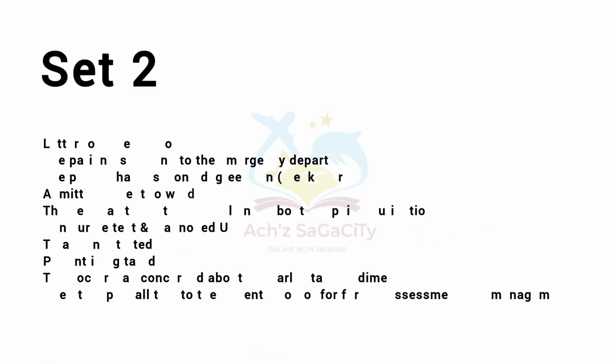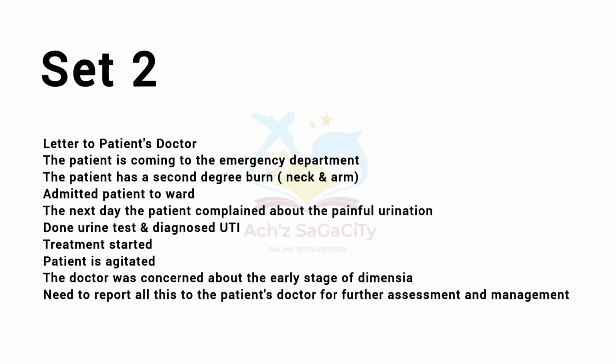Now regarding the set 2, letter to patient's doctor, the patient is coming to the emergency department. Patient has a second degree of burns, includes neck and arm. Admitted the patient to the ward. The next day, the patient complained about the painful urination and done urine test and diagnosed with UTI. Treatment started. Patient's condition is better, but patient is agitated at a moderate level, so the doctor was concerned about early stage of dementia. So need to report all these to the patient doctor for further assessment and management. So you need to write a letter to the patient doctor.